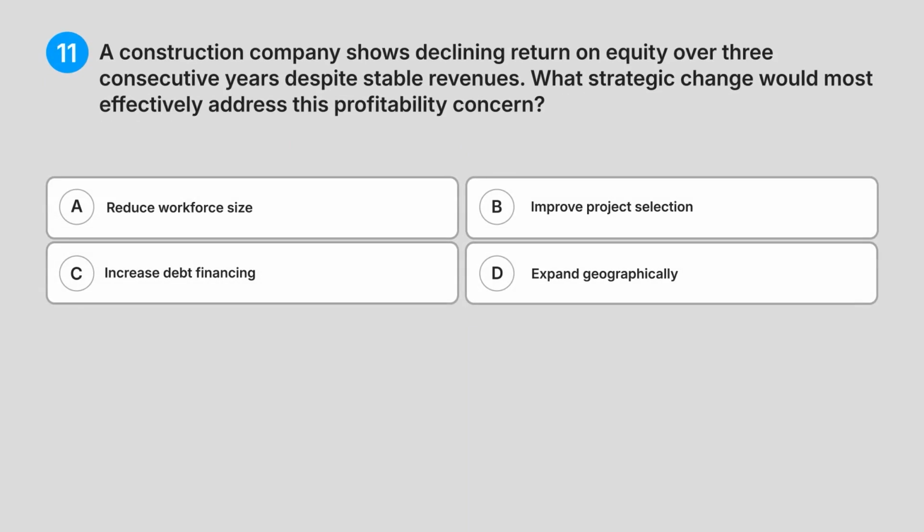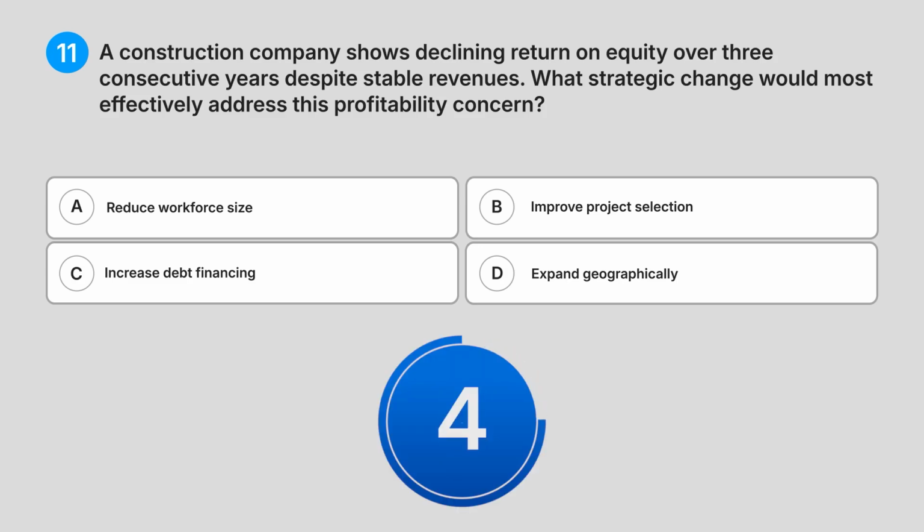11. A construction company shows declining return on equity over 3 consecutive years despite stable revenues. What strategic change would most effectively address this profitability concern? A. Reduce workforce size. B. Improve project selection. C. Increase debt financing. D. Expand geographically. Can you guess the answer?